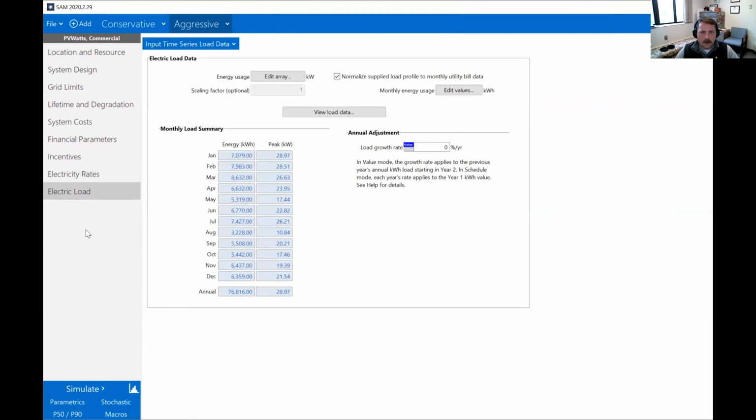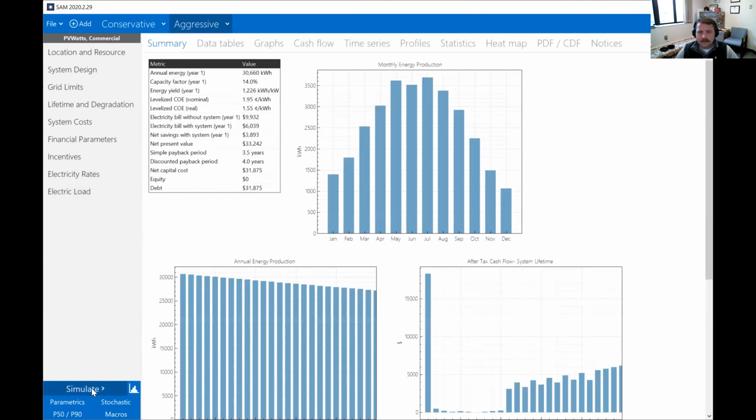Great. We're going to click on load. We're not going to change anything there. We're going to click simulate. We're going to see how our aggressive scenario works out.